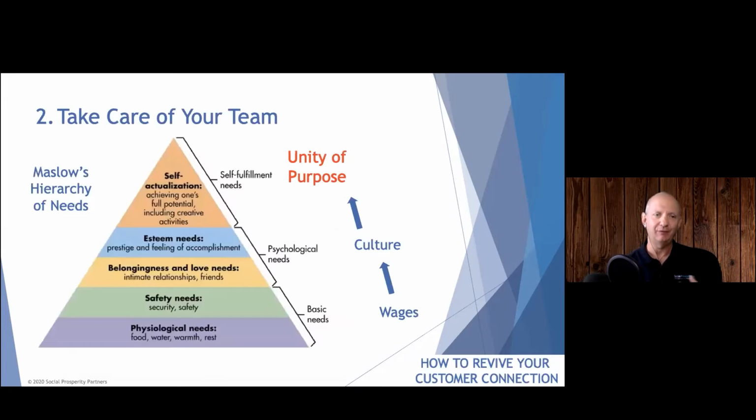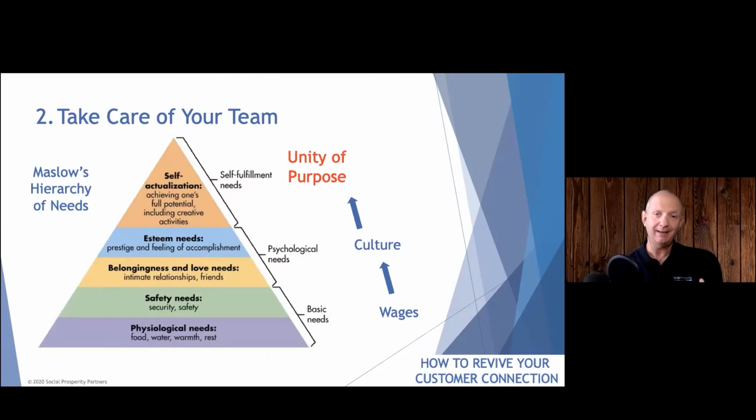Please take care of yourself. You can't take care of anyone else until you've taken care of yourself. Number 2 is you got to take care of your team. And this should be obvious. I'm going to use Maslow's hierarchy of needs, because it says that, with our team members, we take care of their basic needs usually by paying them wages. And we take care of the psychological needs by creating a culture of belonging, a culture of recognition and of promotion, and the unity of purpose that we need in our company to do the things that we do and to deliver on the promises. That unity of purpose exists because our wages and our culture have covered basic and psychological needs.